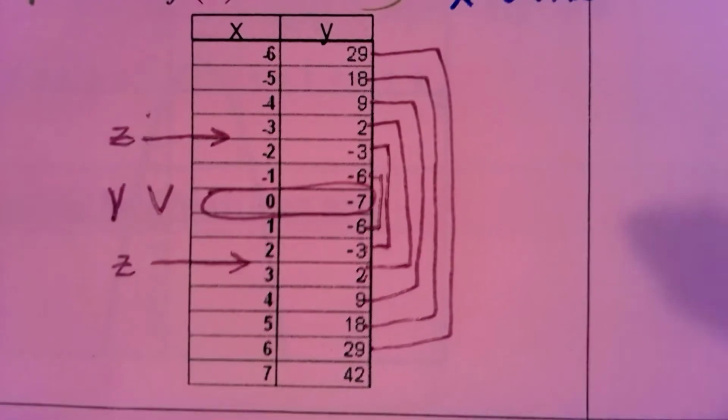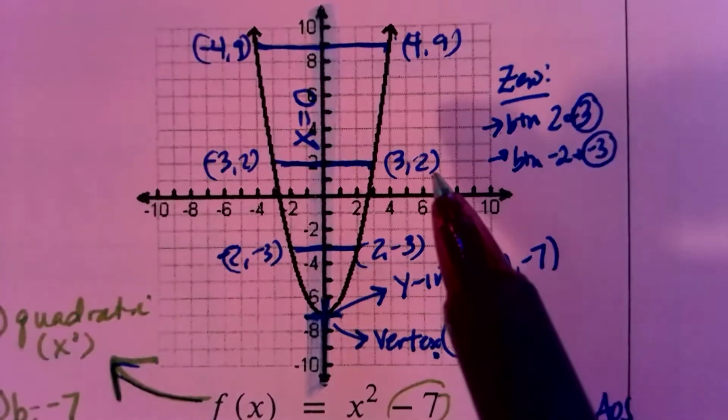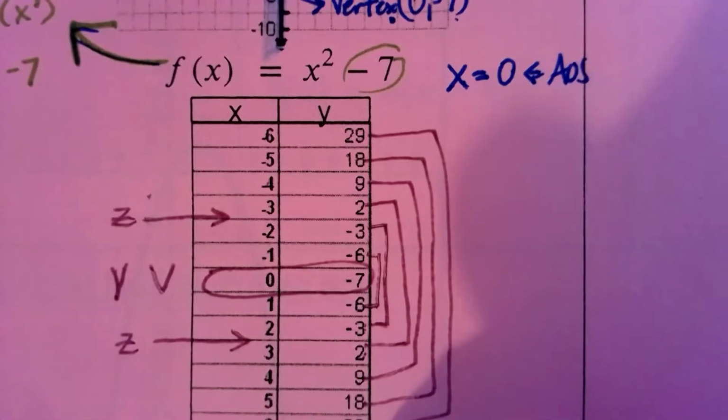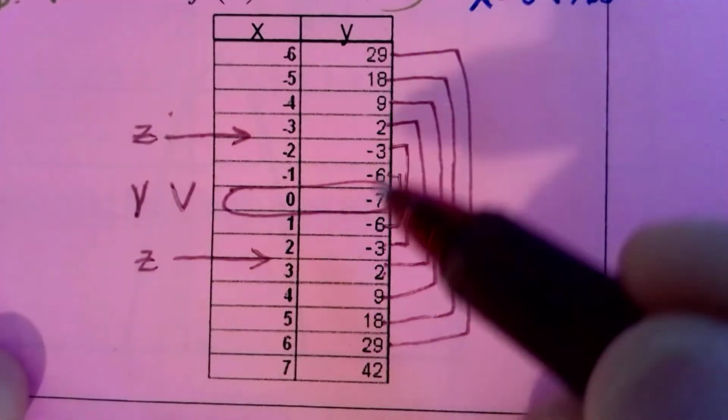Now, there's one other thing that I can get that I couldn't get from up here, which is, do you see down here I have 7, that 7 also doesn't have a partner. But it does, because it's not the vertex.